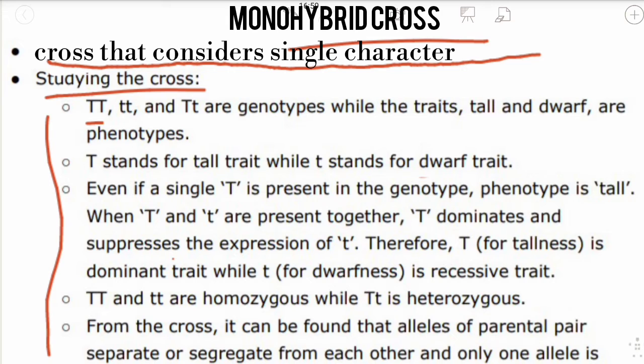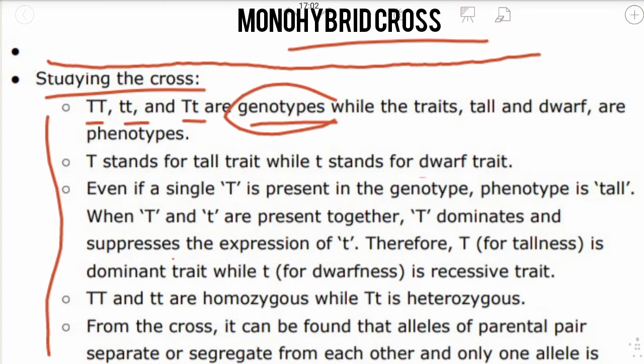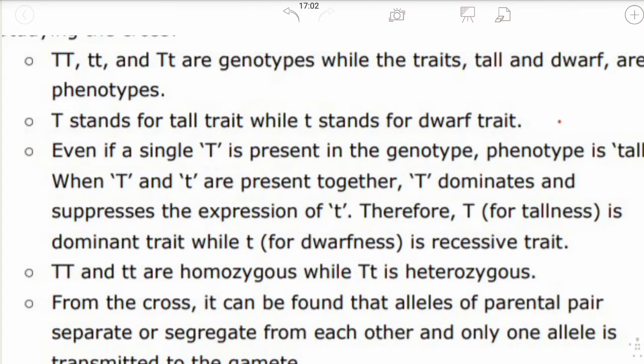Capital T, small t, capital T, small t are genotypes. What are genotypes? Genotypes are the set of genetic characters which is carried. Here we express it as capital T, small t, capital T and small t, which are considered genotypes, while the traits tall and dwarf are phenotypes.